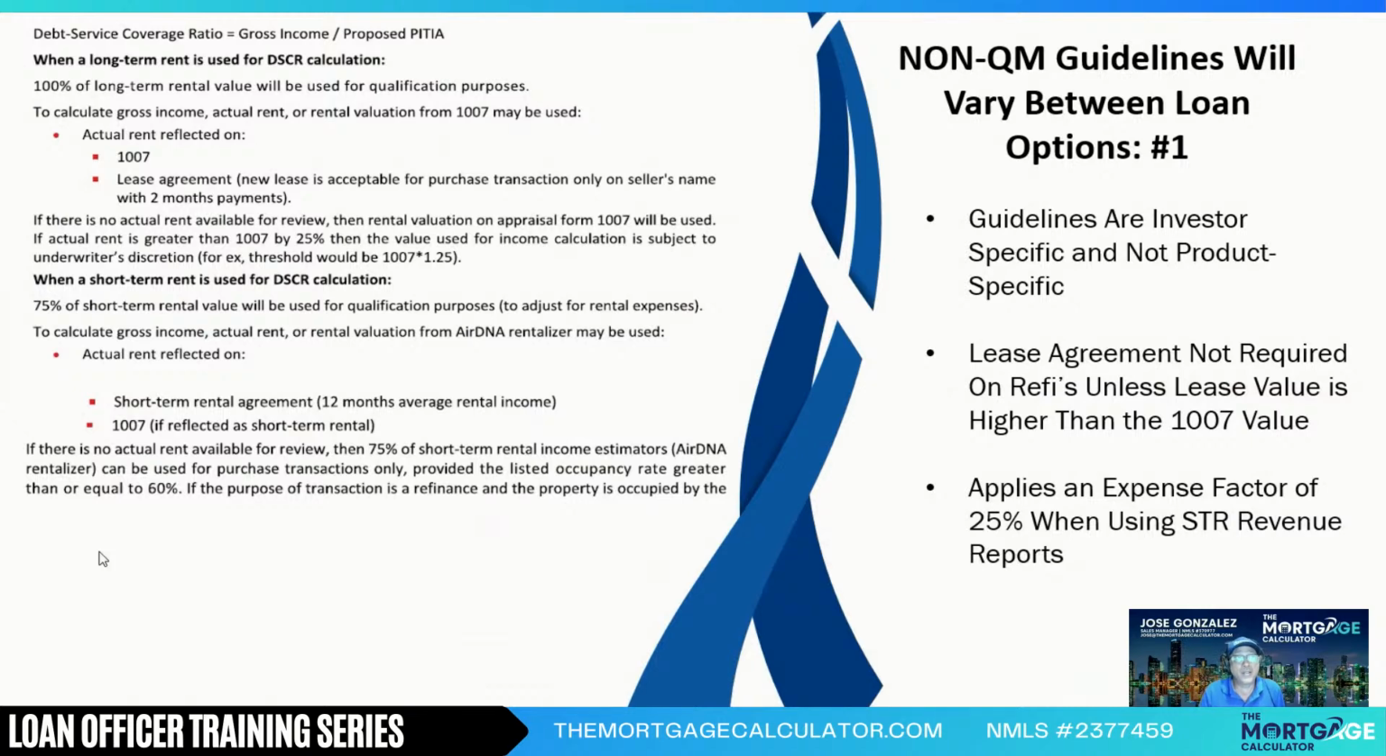The only time that you're really going to want to present the lease is if the lease amount is higher than the 1007. Then for the refi, you're going to show the lease and at least 3 months of receipt of the lease payment. And if it's a purchase, you can provide the current lease in the seller's name, but then the seller is going to have to provide proof of receipt of the last 2 months of the rent, which means their bank statements. They may not want to do that, but that is the option.